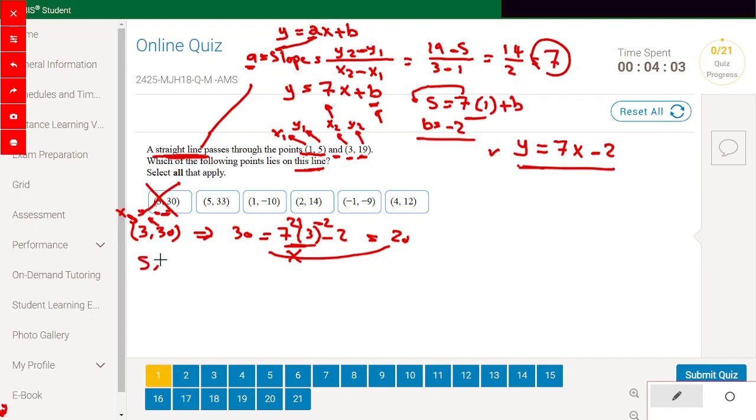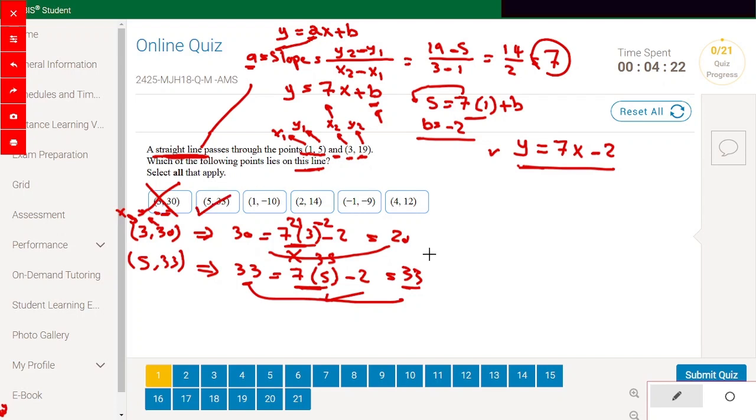Now let's take (5, 33). So we'll say 33 equals 7 multiplied by 5 minus 2. 7 multiplied by 5 is 35, minus 2 equals 33. So this is right. This point is the solution, so this will be the right answer. Let's take (1, minus 10). So minus 10 equals 7 multiplied by 1 minus 2. So here it will be 5. So this is not the right answer.